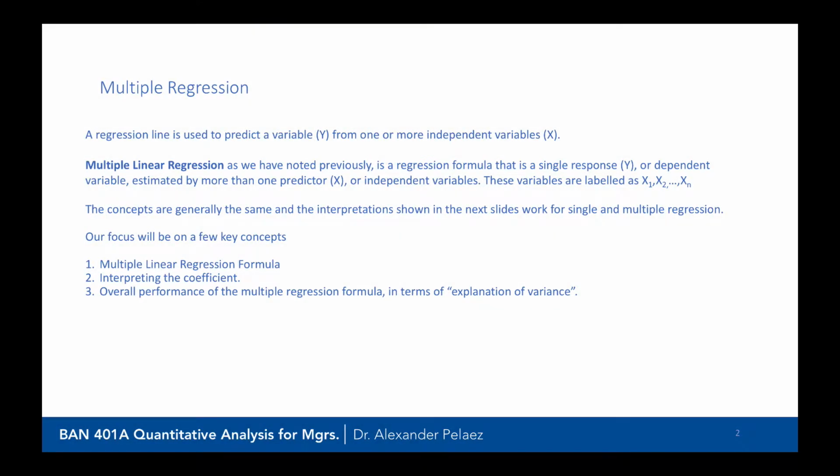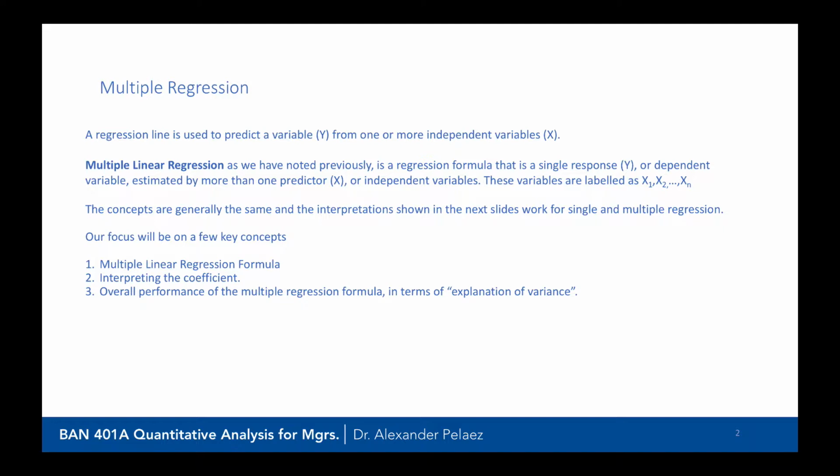So recall that a regression line is used to predict a variable, y, from one or more independent variables, x. Multiple linear regression, as we've noted previously, is a regression formula with a single response variable, or dependent variable, estimated by more than one predictor variable, or independent variables. These are labeled as x1, x2, all the way up to xn, however many you have. The concepts are generally the same as our simple linear regression, and the interpretations shown in the next slide work for both single and multiple regression.